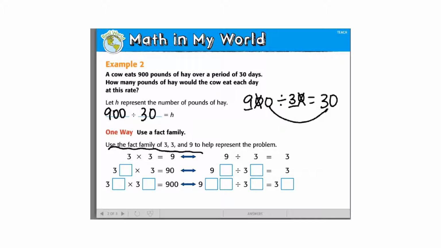Why is it not 300? Someone explain why it's not 300. Tristan. Because if you take the 0 off of the back of the 30, then you have to take a 0 off of the 900.